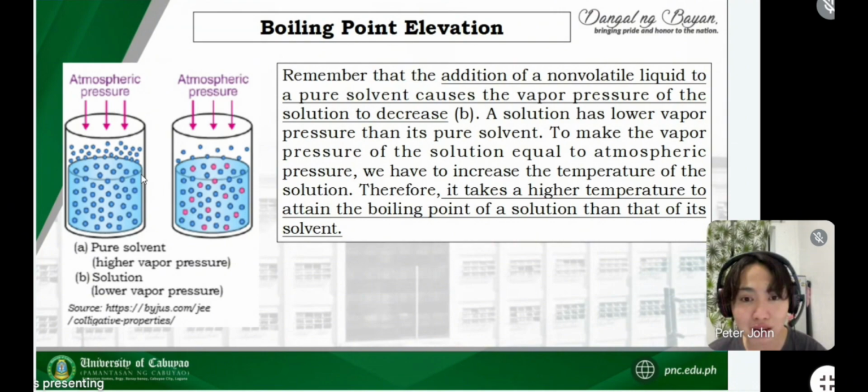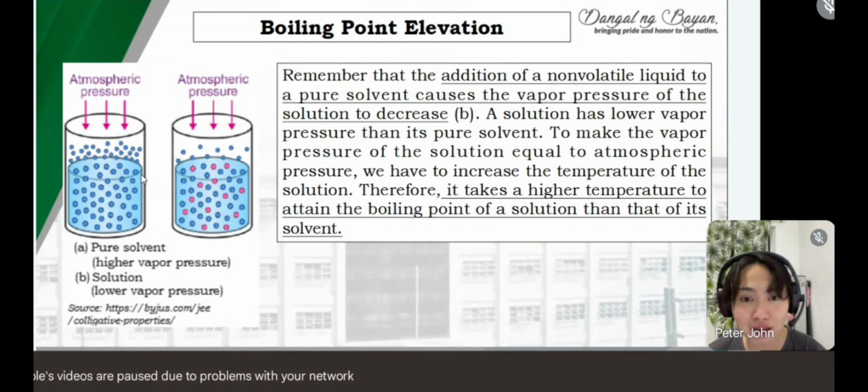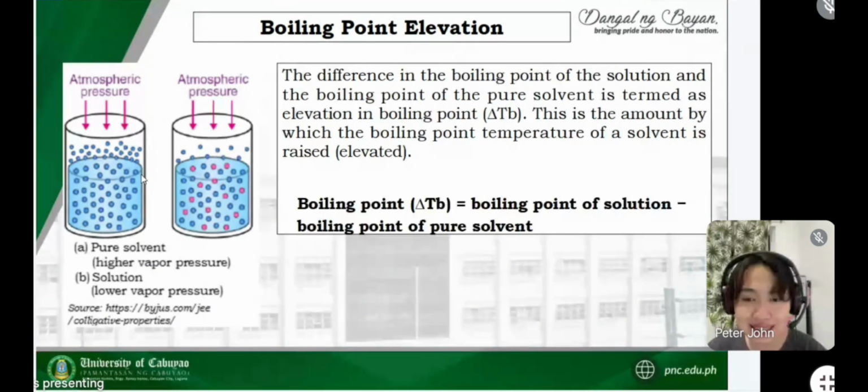Next, the difference in boiling point of a solution and boiling point of pure solvent is termed elevation in boiling point. Tatandaan yung keyword ha. The difference between the boiling point of a solution and the boiling point of pure solvent is termed as elevation in boiling point. So, ibig sabihin, later we need to compare the boiling points of two substances. Kung baga, ikukumpara natin sa mismong pure solvent or mismong tubig lang and into a solution na may halo na later.